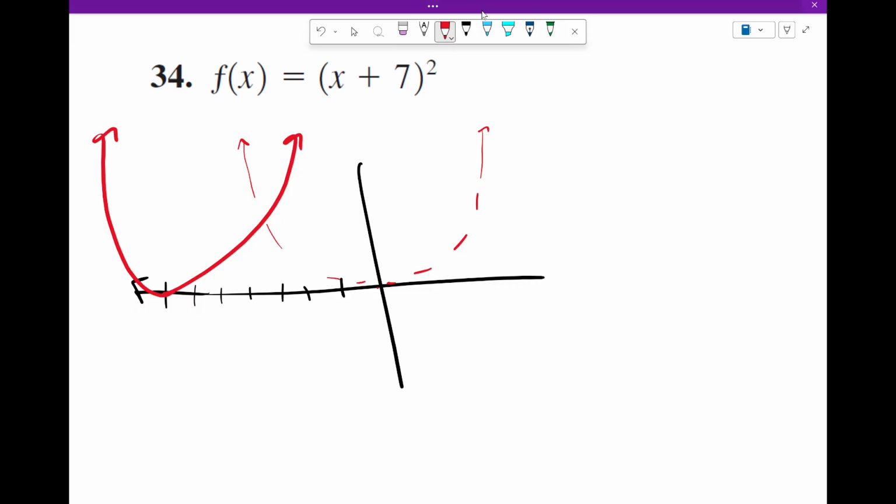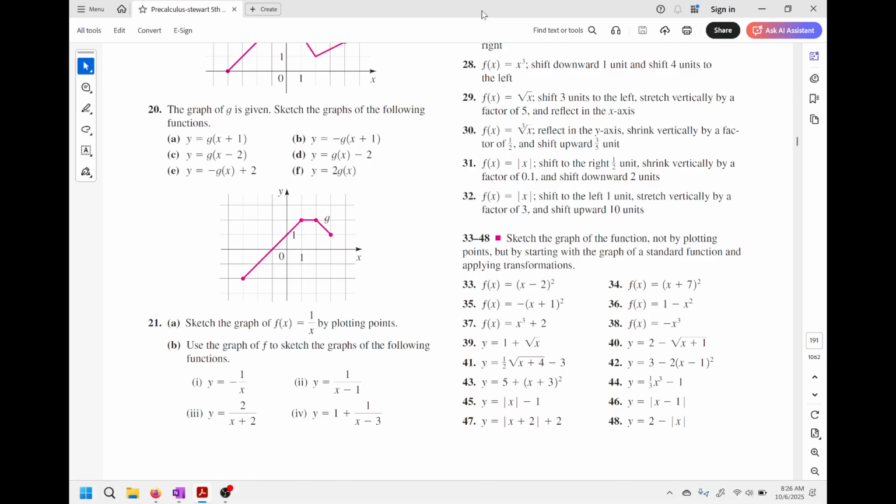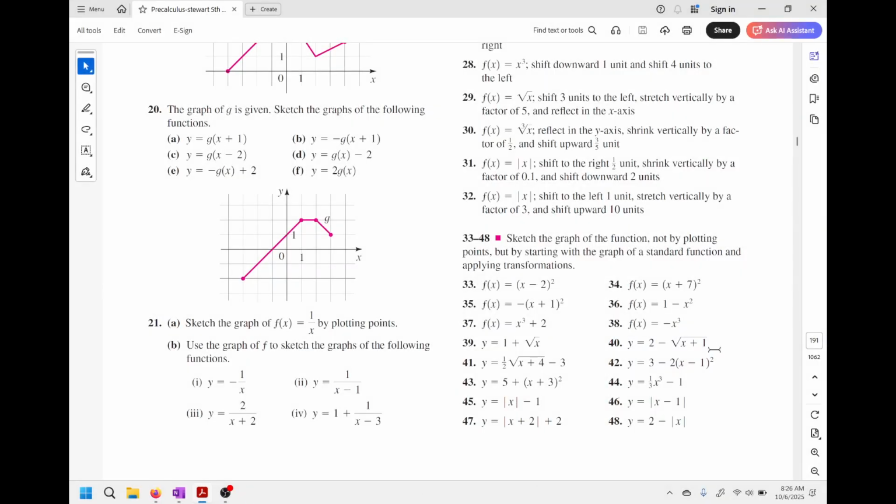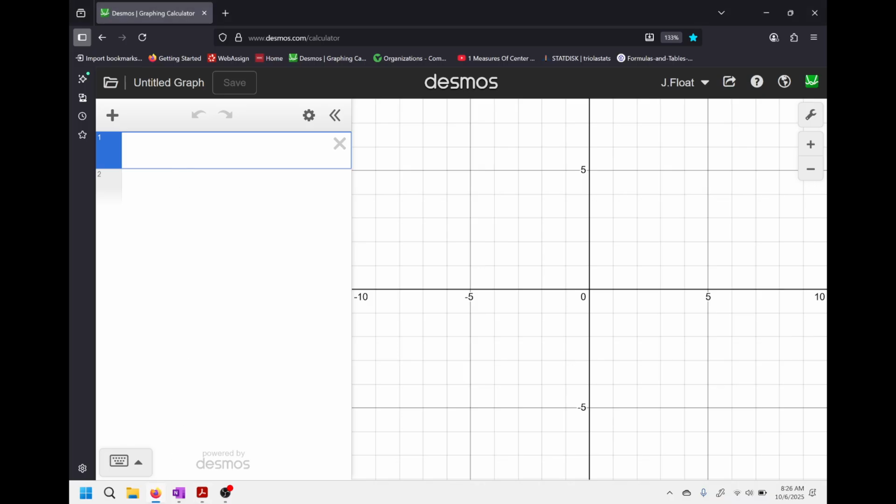Now, I think what would be really good is if I started using Desmos, because I could then explain what I would like to see on a test or something like that. So let's look at number 40. Okay, so here's 40. I'm looking at my other monitor here so I can get these questions. All right, so number 40.